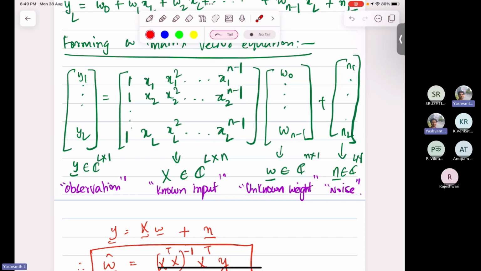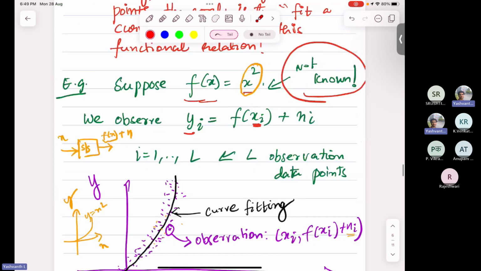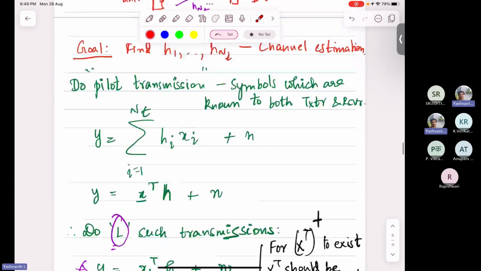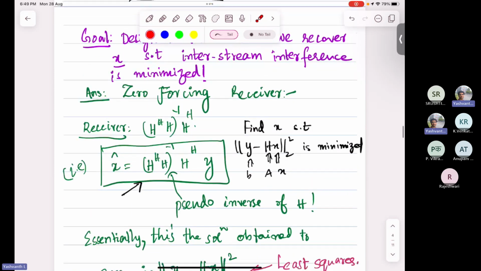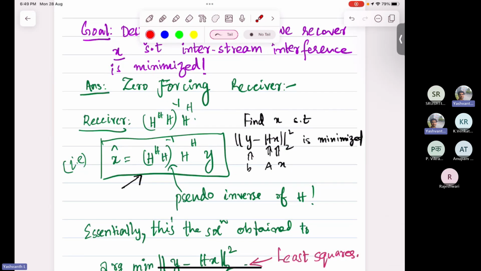In fact, this is not the pseudo inverse definition as such. The pseudo inverse definition is something different. It so happens that if a matrix has full column rank and you work out the definition, the pseudo inverse turns out to be this particular matrix, (H Hermitian H) whole inverse H Hermitian. This is not the pseudo inverse itself; the pseudo inverse is some other definition. For a matrix with full column rank, this particular matrix turns out to be the pseudo inverse.